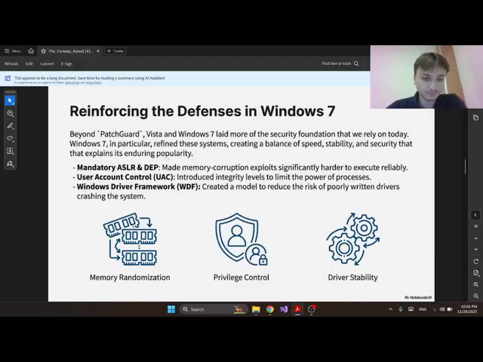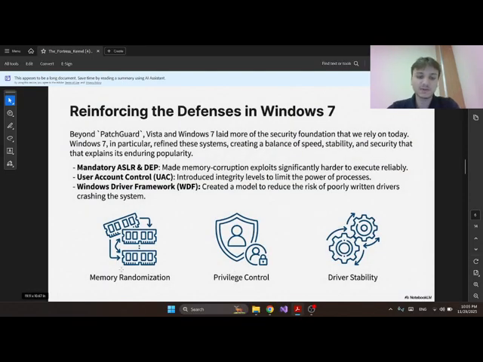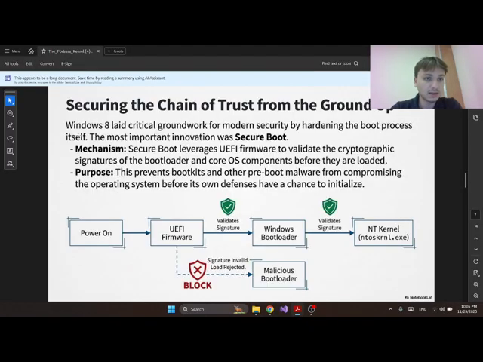As you can see here, if PatchGuard detects any unauthorized modification, a sign of rootkits, it deliberately triggers a bug check, or a blue screen, which we see like there, the blue screen of death. This prevents the rootkit from resisting and causing deeper damage, effectively halting the attack, which you can see here. So let's continue with the next slide.